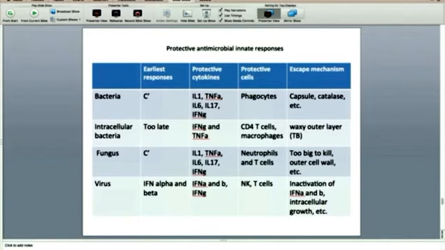For intracellular bacteria, it's usually, so this is the innate responses. So the key here is for bacteria, it's complement. For fungi, it's complement. And for viruses, it's interferon alpha and beta. Next slide. And let me ask, is the commonality for bacteria and fungus mostly a cell wall related issue then?